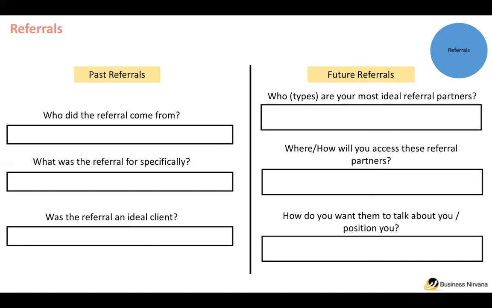So for my industry, for example, I get a lot of referrals from other complementary digital marketers. They're typically graphic designers or web designers or search engine marketers, things that I don't do. Okay, they tend to refer to me. So you need to find out who's in your industry, who's complementary. Where and how will you access these referral partners? And how do you want them to talk about your position?